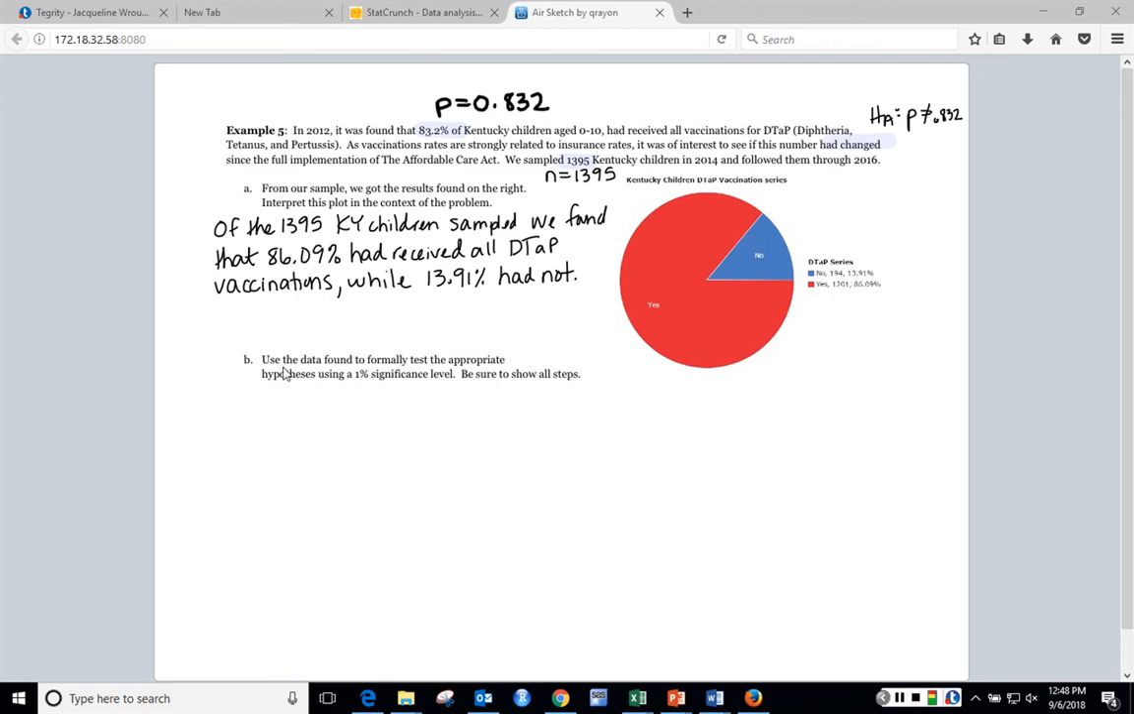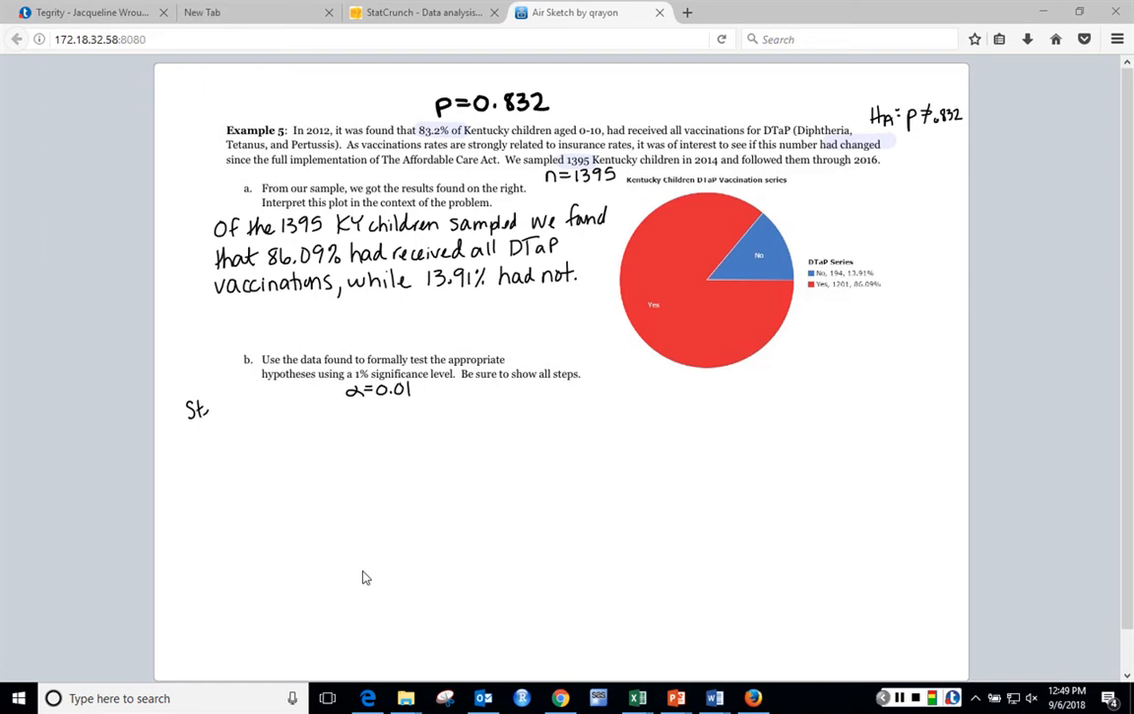So we're going to use that data now to formally test the appropriate hypotheses using a 1% significance level. And we're going to go through and show all steps, including the conditions here. Please note, as you're working this problem, there is more room on the next page, so you don't feel like you have to try to fit the whole thing here. So this new number given to me is going to be my alpha of that 1%.